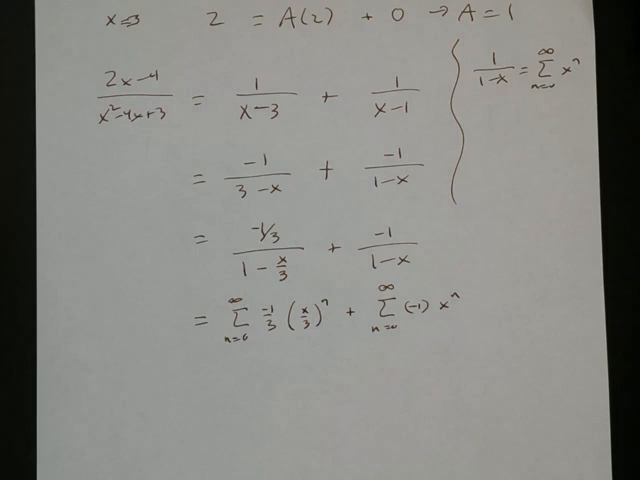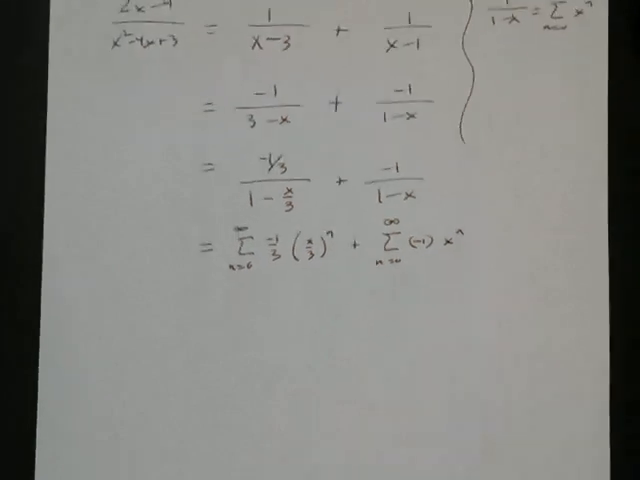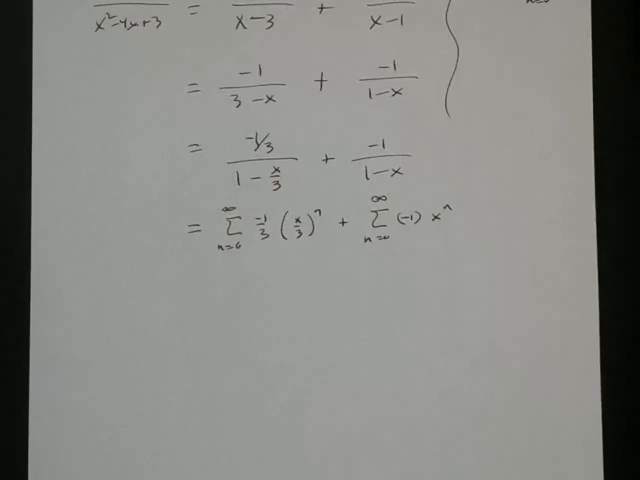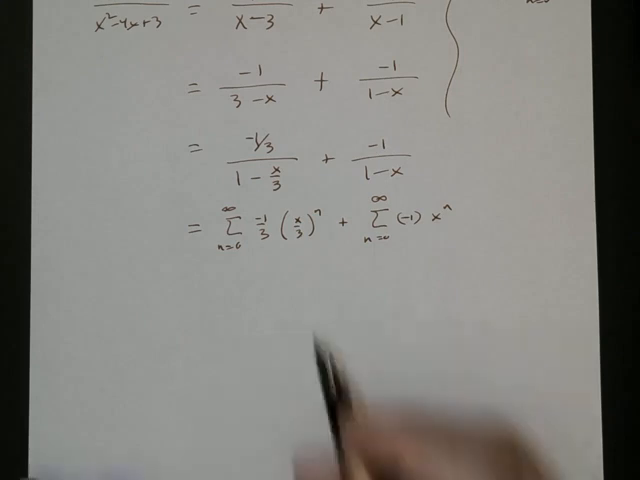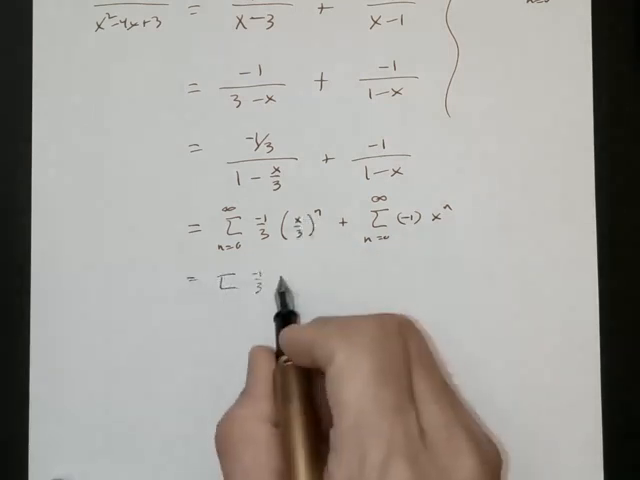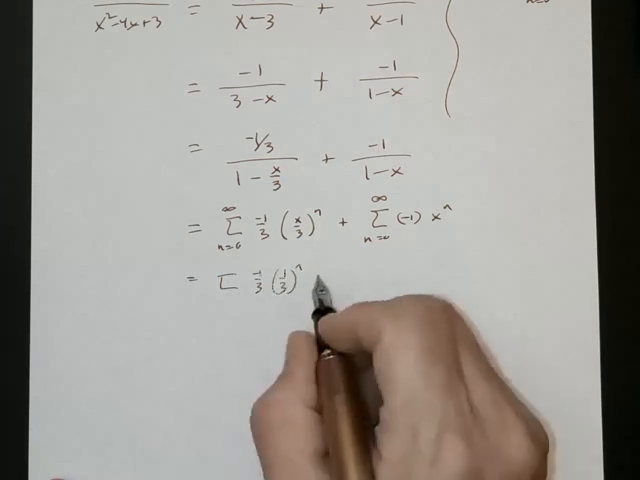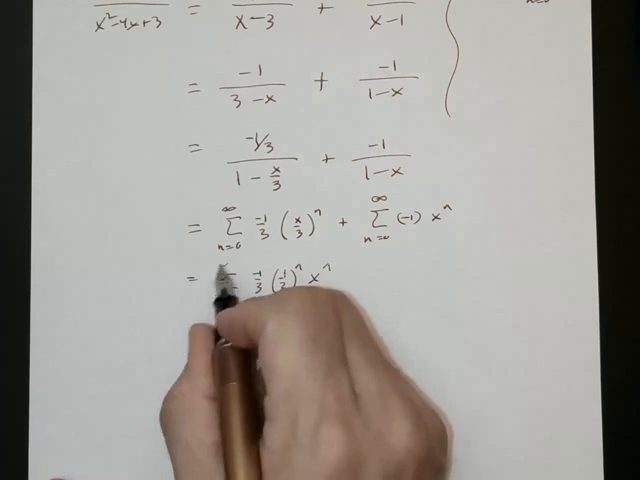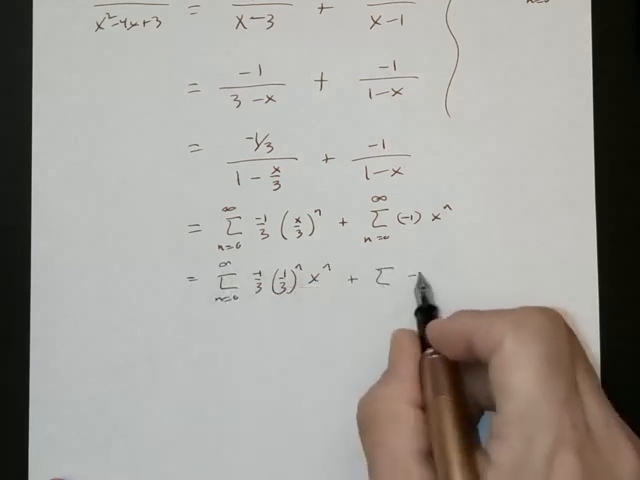Now here's the part that's a little finicky. I don't want 2 series. I want 1. So I need to gather my like terms. But that means that first series should be written with just x to the n alone, so I can look at the coefficient and compare it to the coefficient in the second one. So I'm going to separate this fraction: minus 1/3 times 1/3 to the n, x to the n. And then here, minus 1, x to the n.